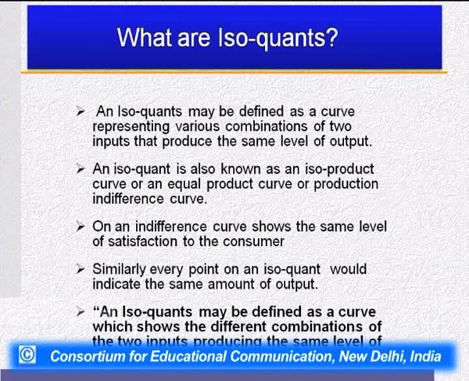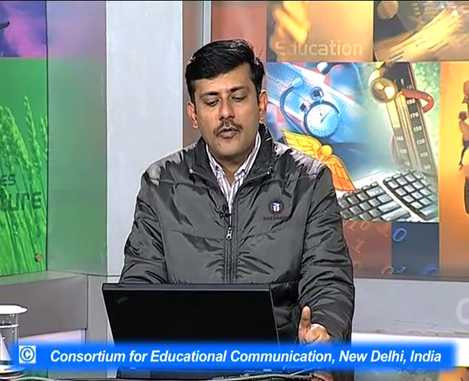An indifference curve shows the same level of satisfaction to the consumer, which we have seen in our previous lecture. Similarly, every point on an isoquant would indicate the same amount of output. This is a very important feature. Every point on an isoquant would indicate the same output level. You can choose combination A, B, or C. All the combinations have the same output.